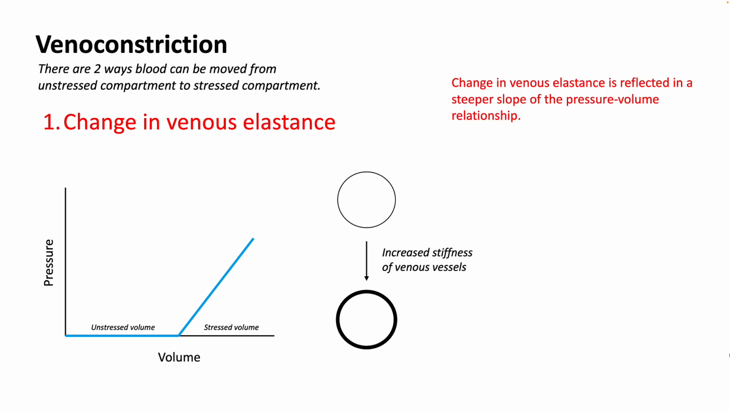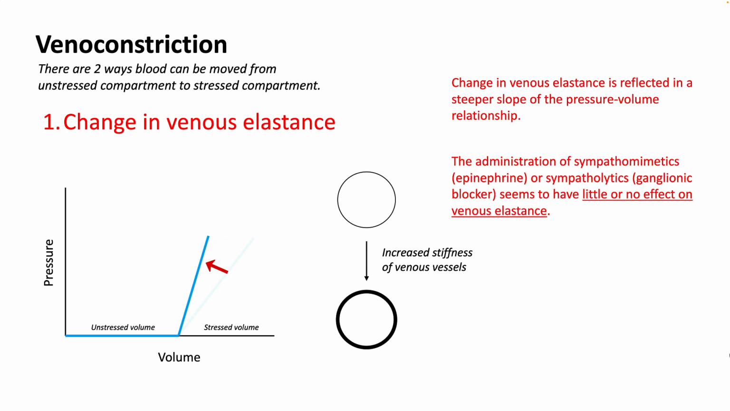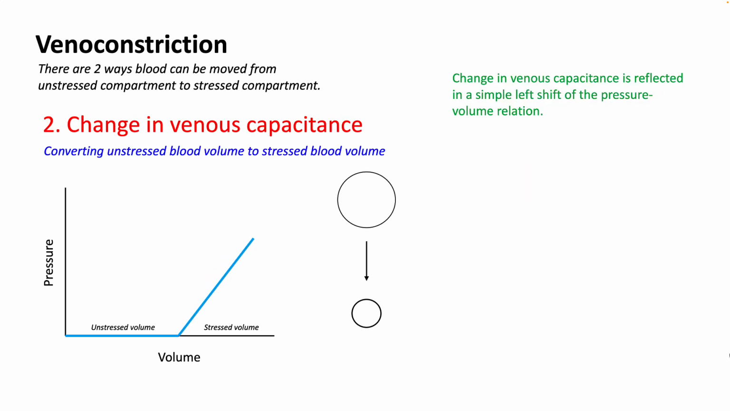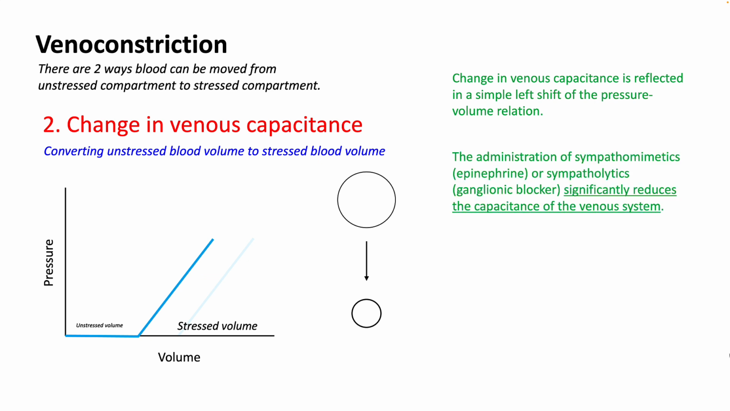And that would be seen by a steeper slope of the pressure volume curve in the figure. However, when you give high dose of epinephrine or sympatholytics, they seem to have no effect on venous elastance. The second way is change in venous capacitance, that is converting your unstressed blood volume to stressed blood volume. And this can be observed by looking at the left shift of the pressure volume relation. So as your venous capacitance decreases, you have more stressed volume and less unstressed volume.